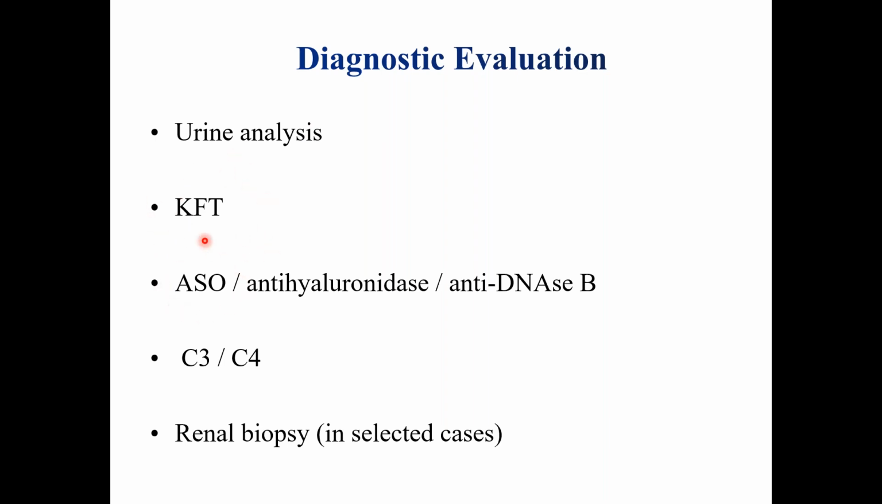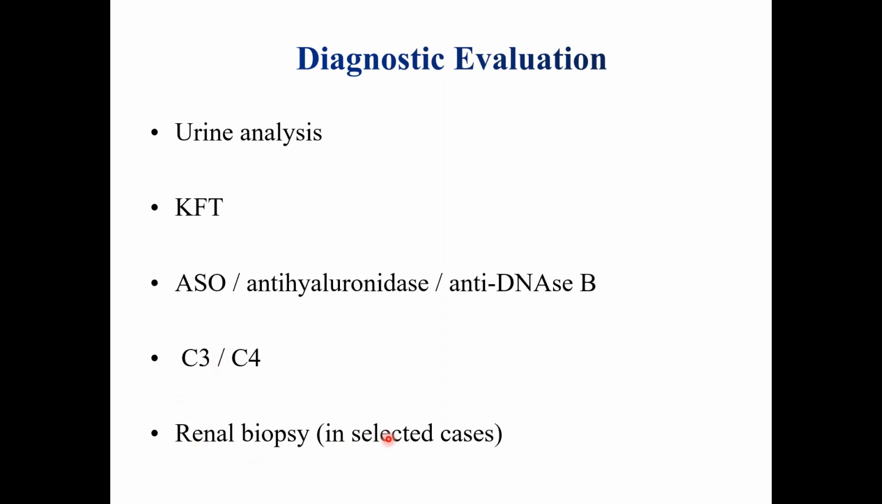And you can do an ASLO antibody. Anti-ASLO is positive in almost 85 to 90% of these patients. The other antibodies like anti-hyaluronidase and anti-DNase B are less easily available to us. So we rely mostly on the presence of elevated anti-ASLO levels in these patients, and complement levels are also, especially C3, reduced in more than 95% of these patients.